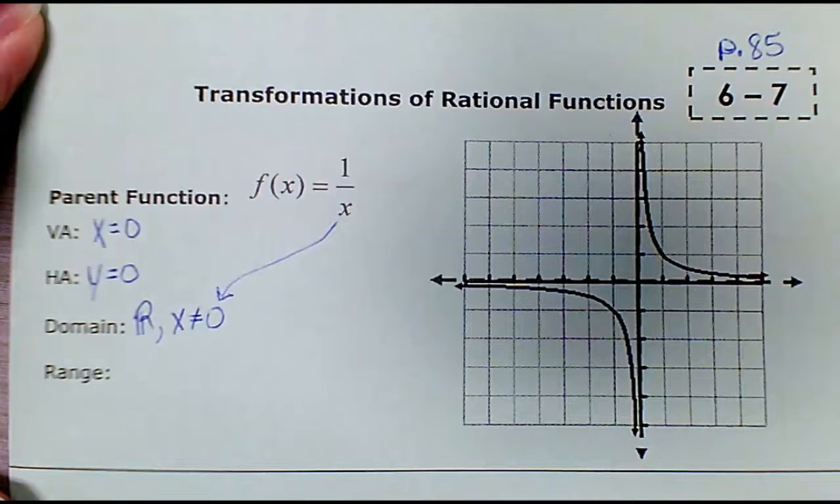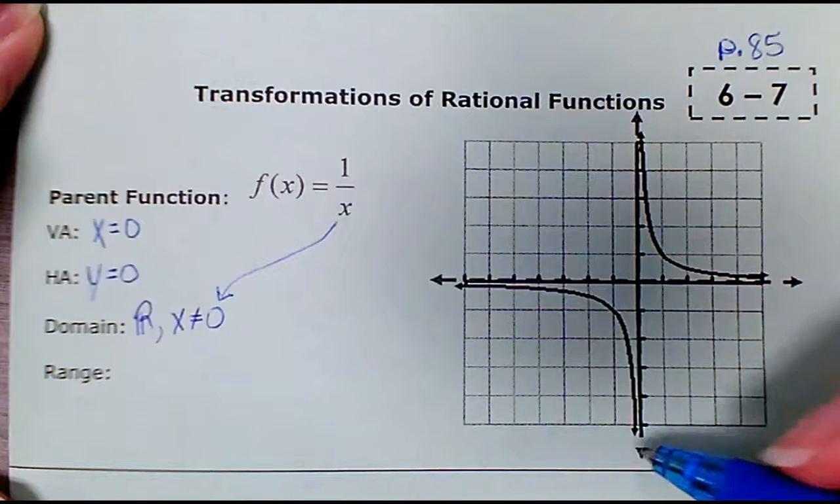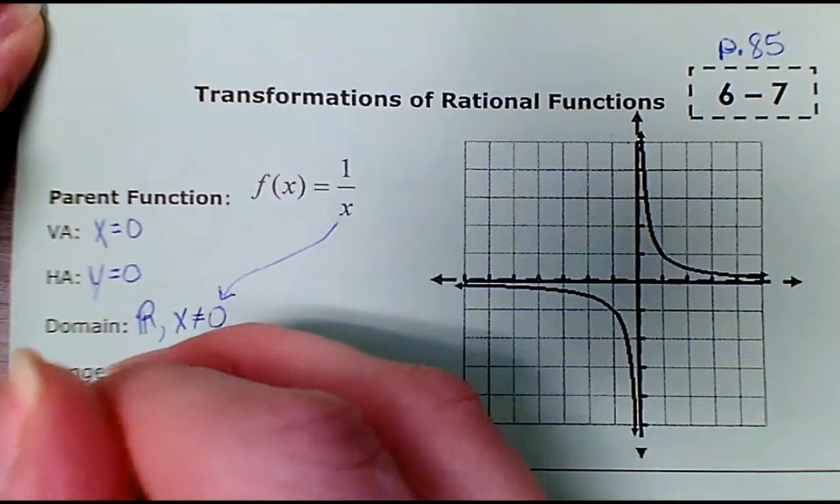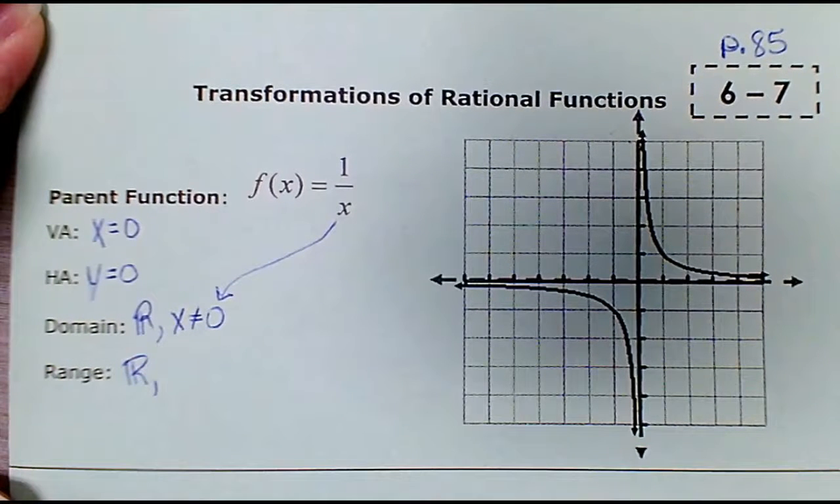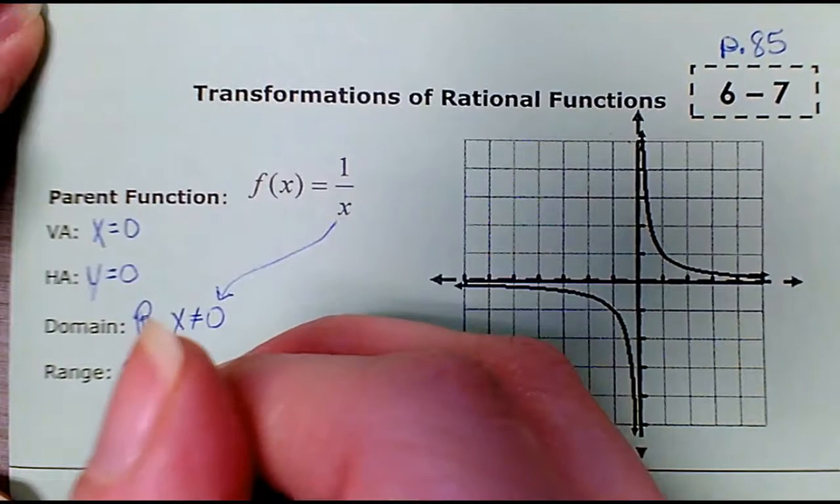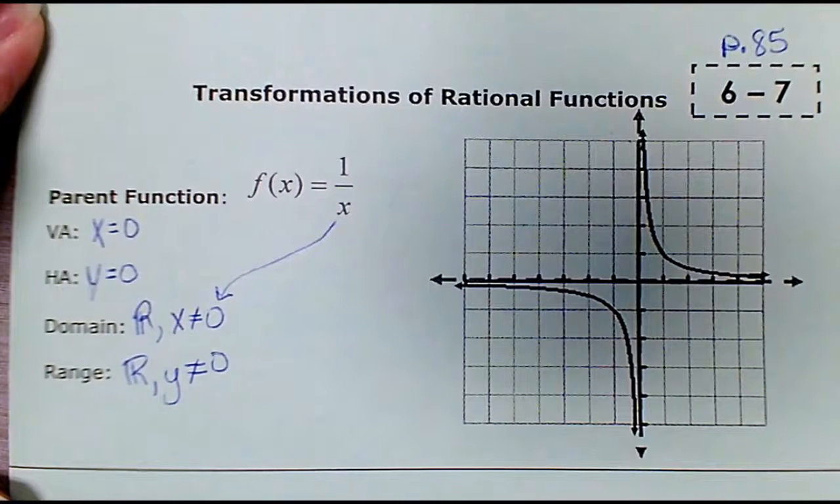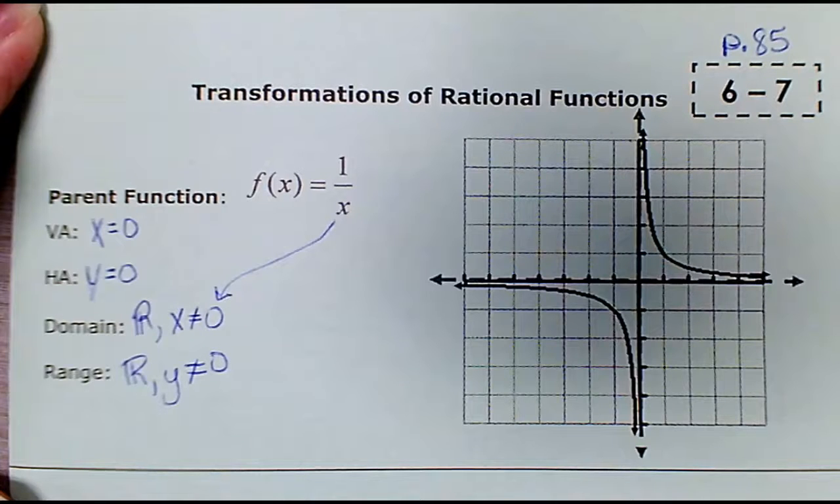And then the range, same idea, just the y values from the bottom to the top. Range is what? Bless you. All real numbers, except what? Y is not equal to 0. Yeah, because y is the range values. Very nice. So we're going to kind of refer back to this every once in a while.